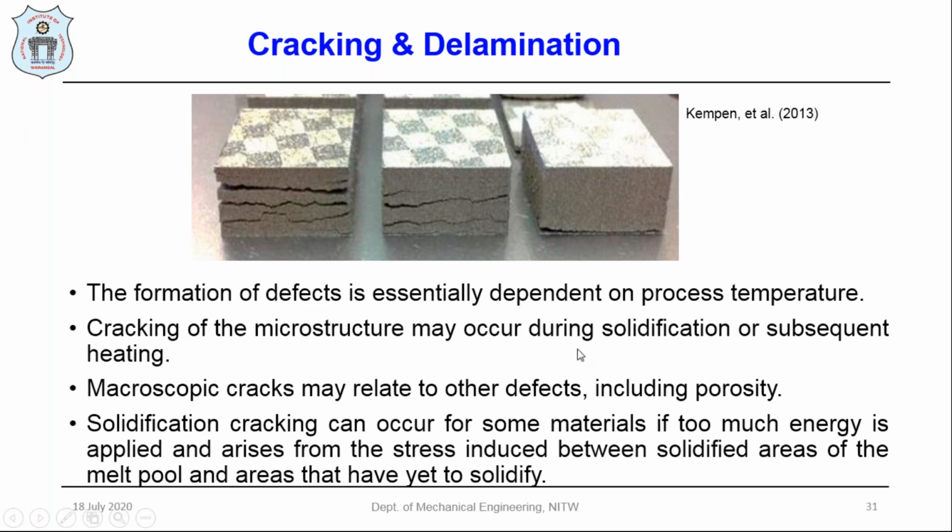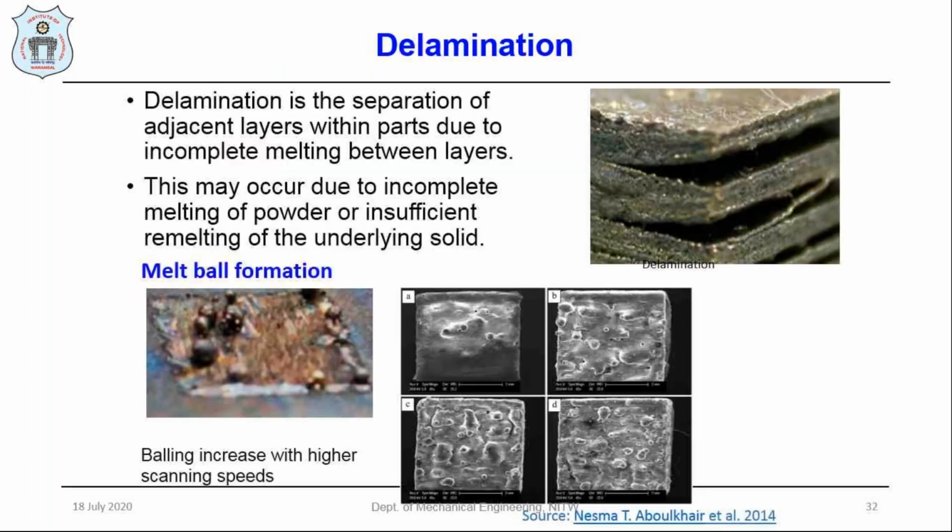The solidification cracks can occur in some materials if too much energy is applied. If you are using more than the required amount of energy, this type of solidification cracking is going to occur in the fabricated component, and that may induce some stresses between the solidified areas of a melt pool as well as the areas of yet to solidify layers. That is going to create this type of stresses. Ultimately, it is going to result in these defects. And there are other defects, the delamination defects between the successive layers.